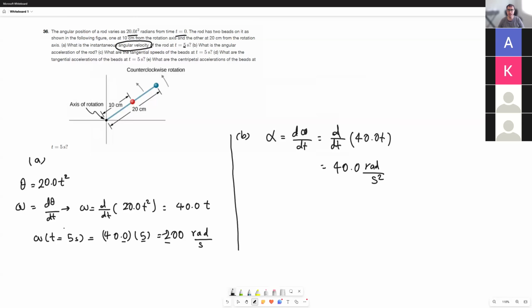Part C. What are the tangential speeds of the beads at t equals 5 seconds? Tangential speed v tangential. Let's call this bead 1. Let's call this bead 2. V tangential of bead 1 at, let me specify it. I'm going to call it red, and I'm going to call the other one blue.